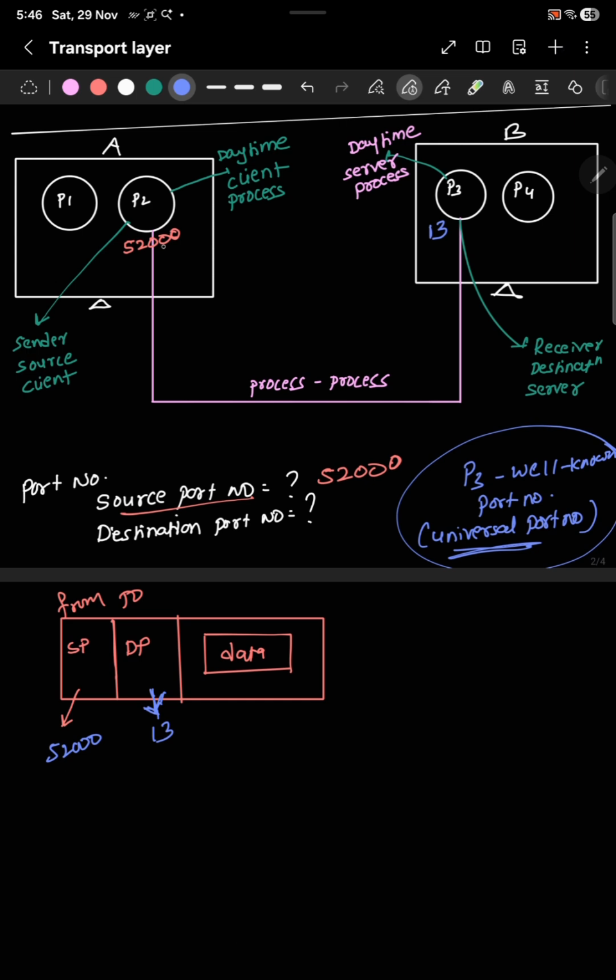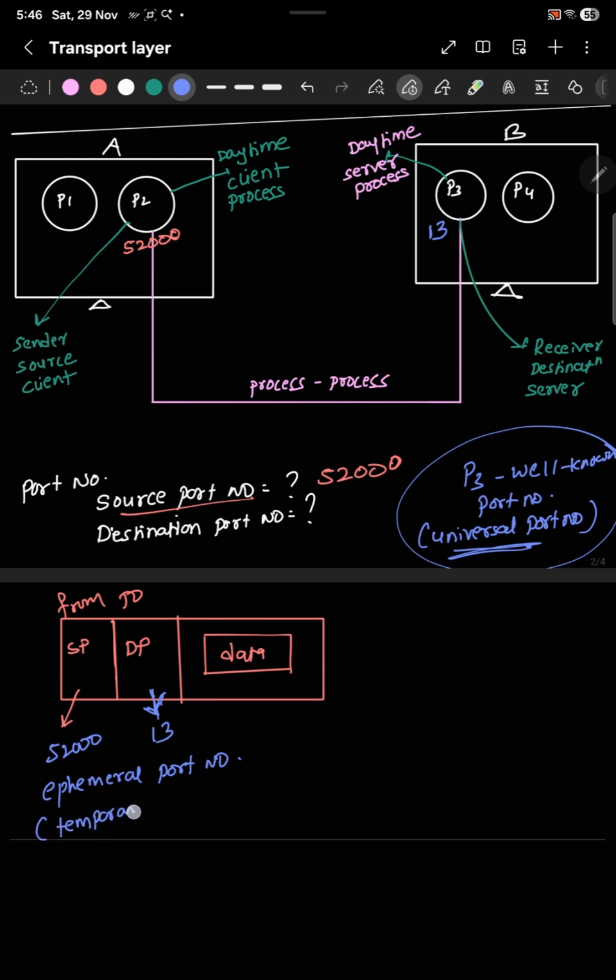Now there is a bit of terminology. This randomly generated port number has one name also. We call it an ephemeral port number, which is also known as a temporary port number. So this randomly generated port number is also called an ephemeral port number. This is just terminology, I just want you to know that, that's it.